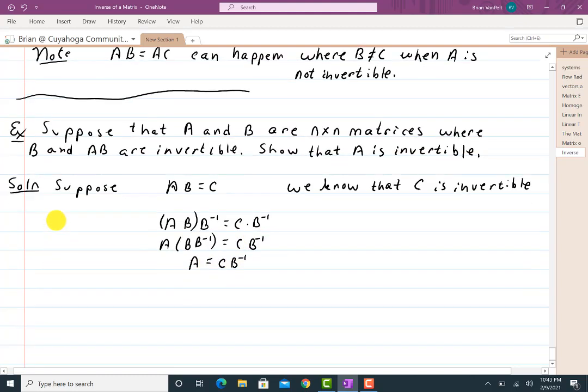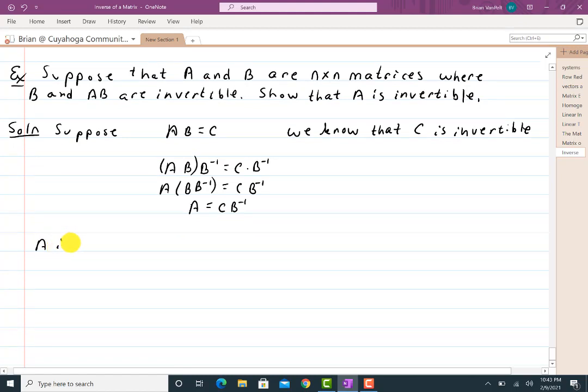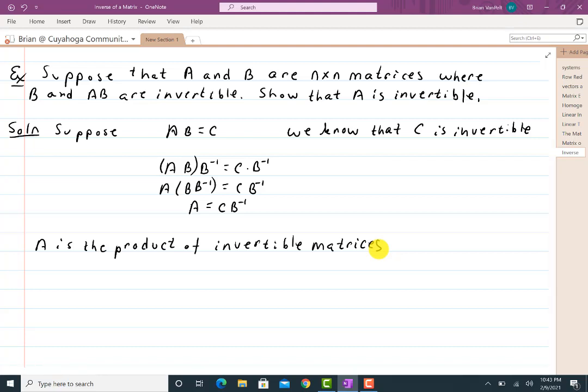So now what we have then is that A is the product of invertible matrices, since B inverse is invertible and C is invertible, those were both given. Well, the B inverse wasn't given as invertible, but we already showed in the previous theorem that if B was invertible, B inverse is also invertible. And a previous theorem also showed that the product of invertible matrices is invertible. So A is the product of invertible matrices, so A is invertible.